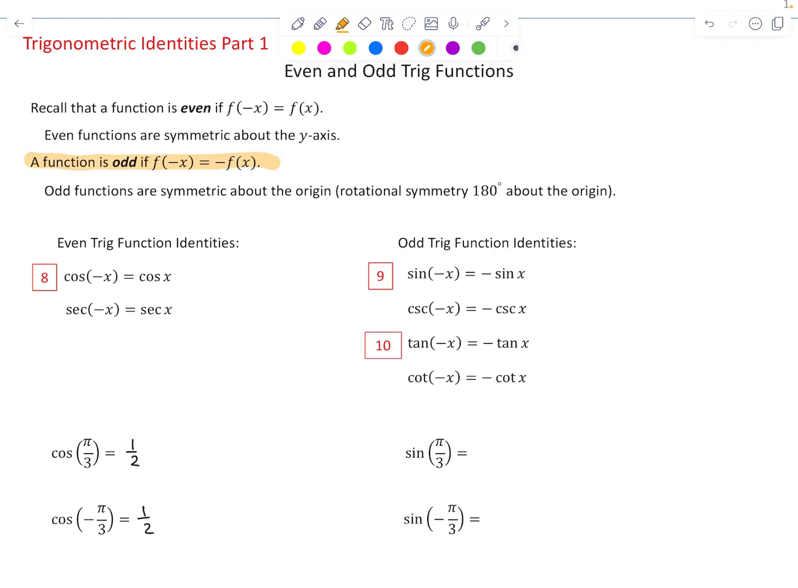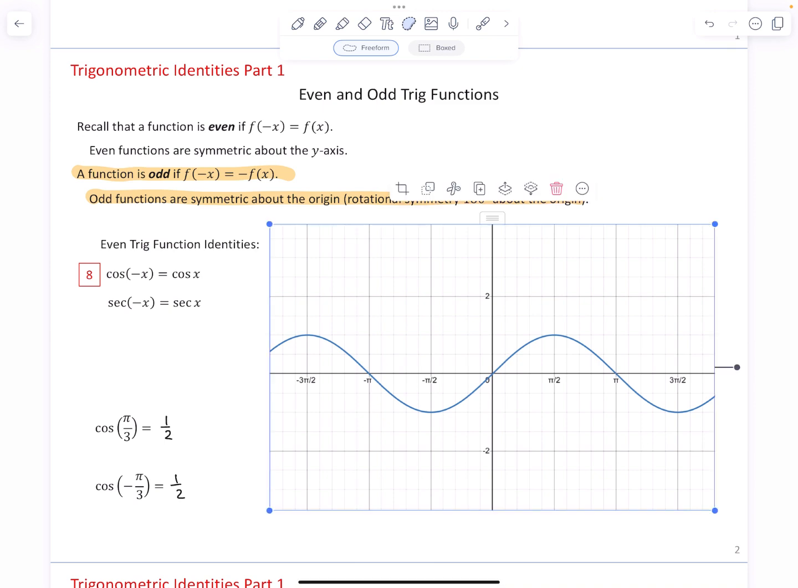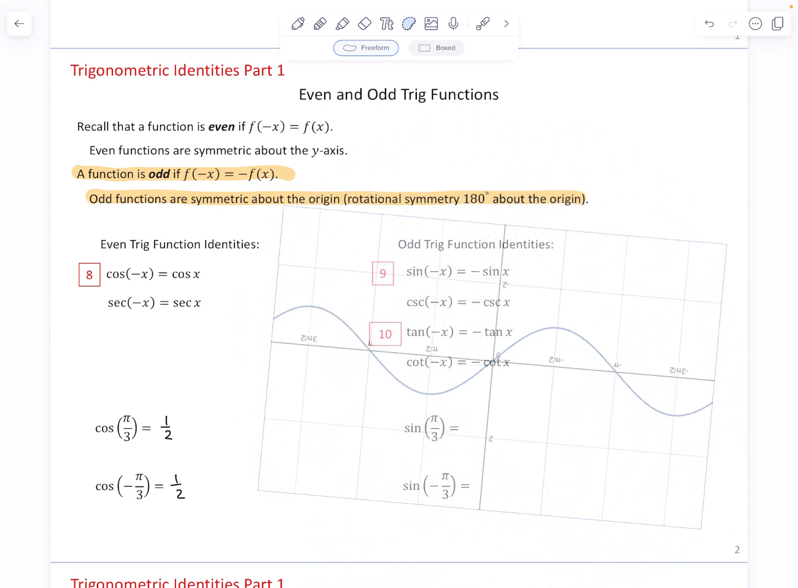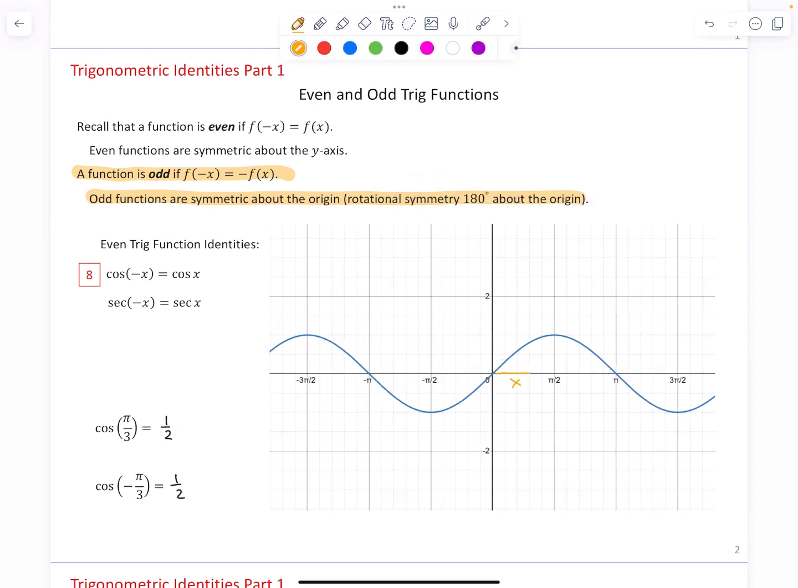Now, a function is odd if f of negative x equals negative f of x. Odd functions are symmetric about the origin, meaning that there's a rotational symmetry of 180 degrees about the origin. The graph of sine of x is an example of a function that's symmetric about the origin. If you take the graph of sine of x and rotate it 180 degrees, you get a graph that's identical to the original graph. Or if you plug in any x value and you get a y value, and then you plug in the opposite x value, you should get the opposite y value. This is what it means when we say that f of negative x is equal to negative f of x. Change the sign of the x-coordinate, and you can predictably get the opposite signed y-coordinate.